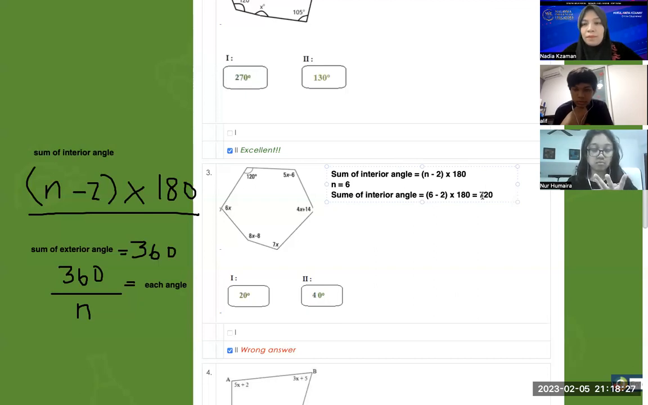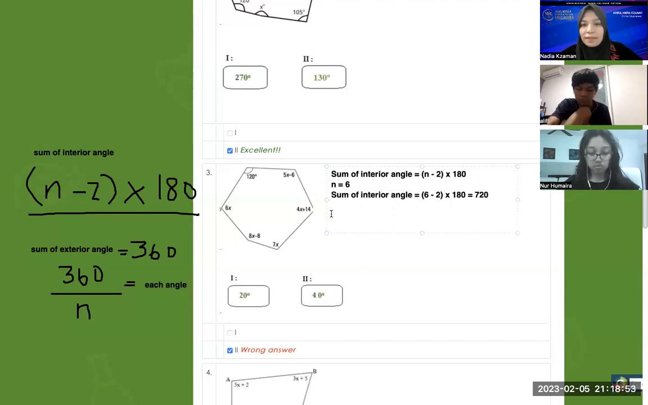720. Times 180. Okay? At this point, are you okay? What's the real answer from 720? So first, we have to find the total angle first.